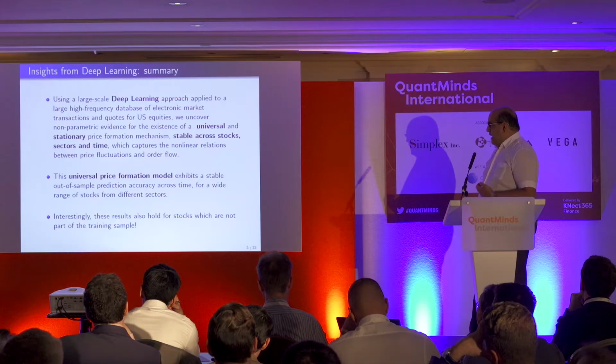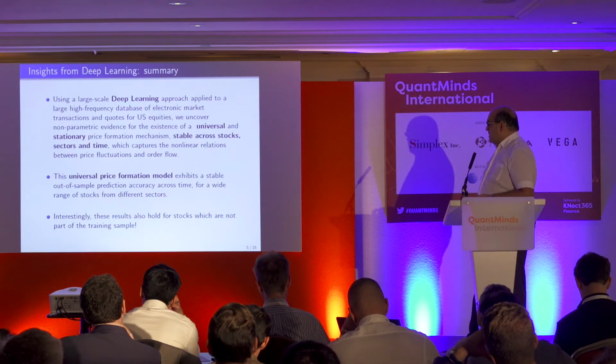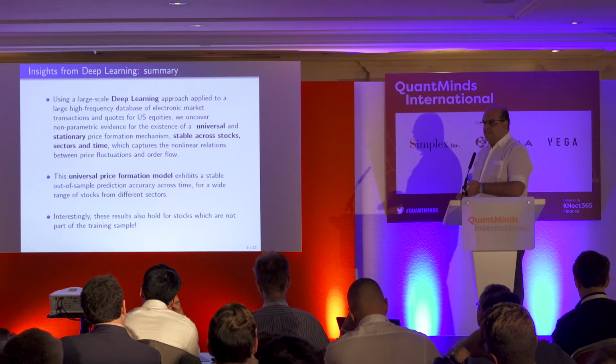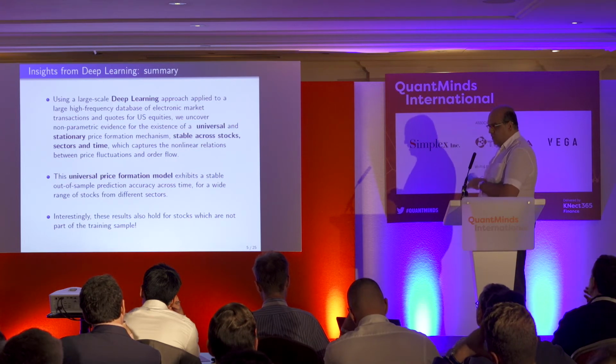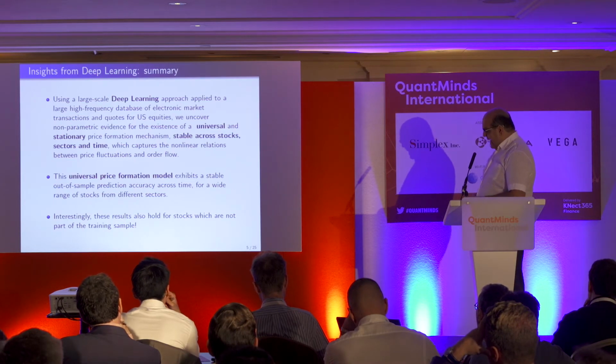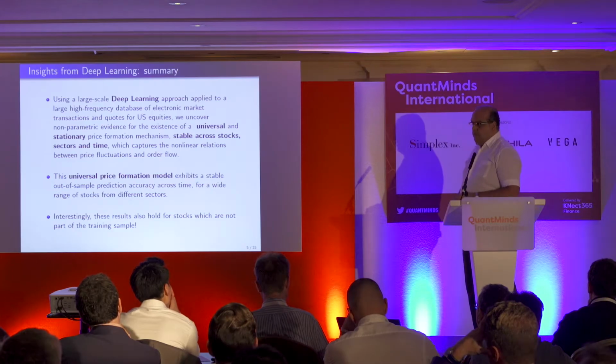What we show is that this universal price formation model can be estimated with a deep neural network, and it exhibits stable out-of-sample accuracy across time, even 2 years out of sample, which, again, was very surprising for me. And it even works for stocks which are not part of the training sample. I'm going to show all these things one by one.